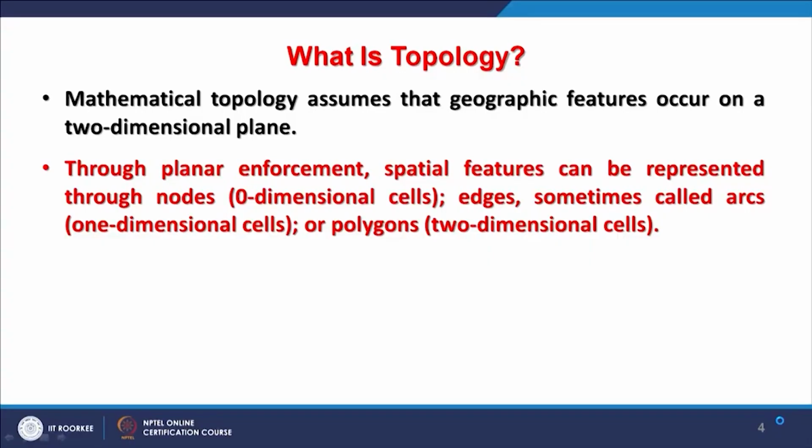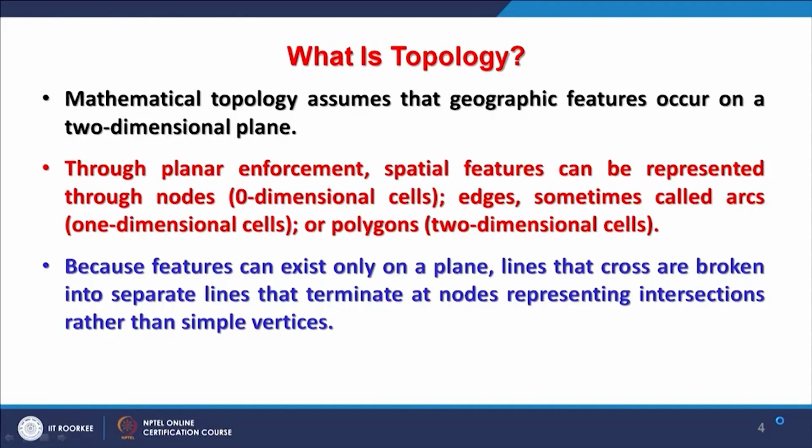And this is what topology does: it creates the relationship between two adjacent objects, features. Here our features are polygons. Mathematically, topology assumes that geographic features occur on a two-dimensional plane, through planar enforcement, because we think in terms of a flat plane or a map. So instead of a 3D surface, we represent that 3D surface in 2D. That is why, through planar enforcement, spatial features can be represented through nodes, that is points, which are 0-dimensional cells, and edges, also arcs, lines, and polygons, which are 2-dimensional cells or entities, vector entities.